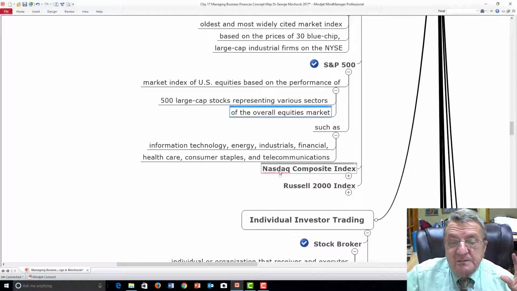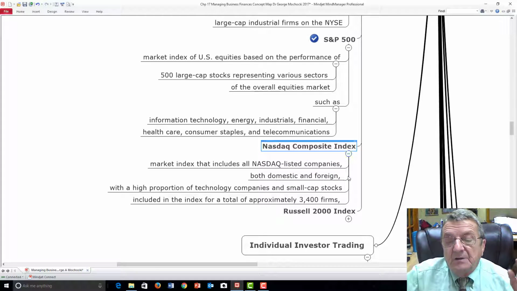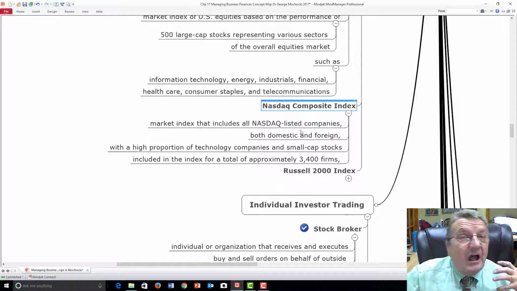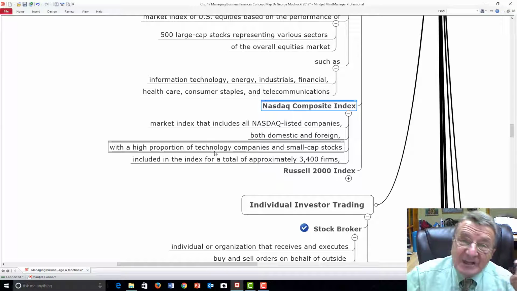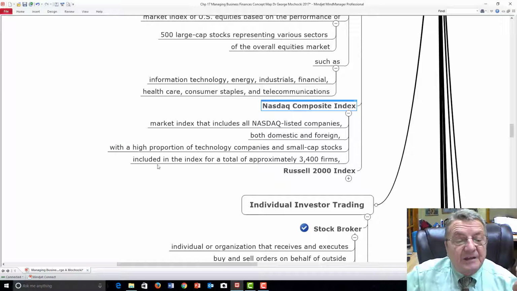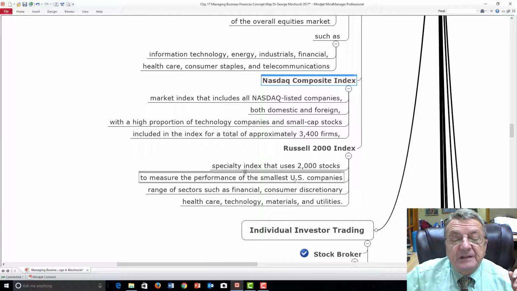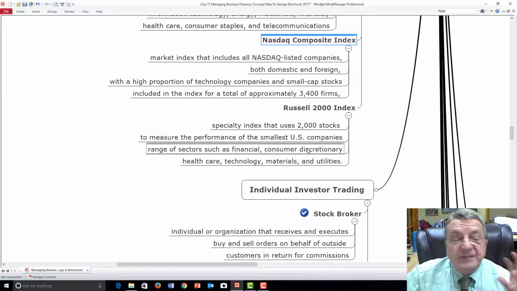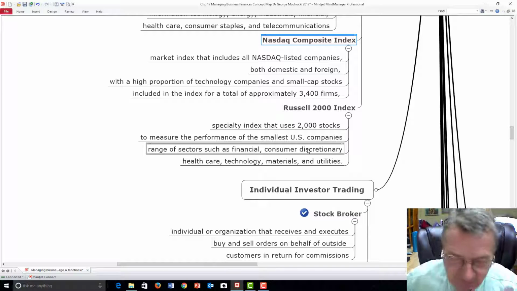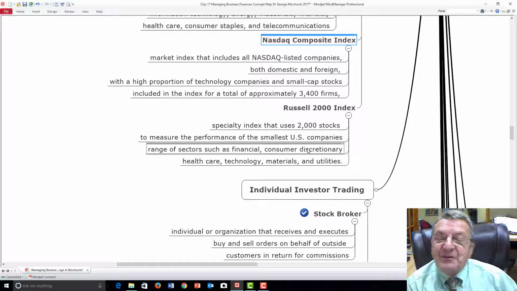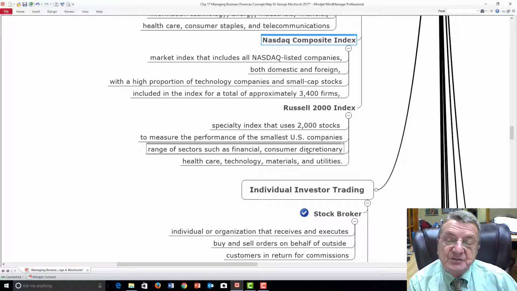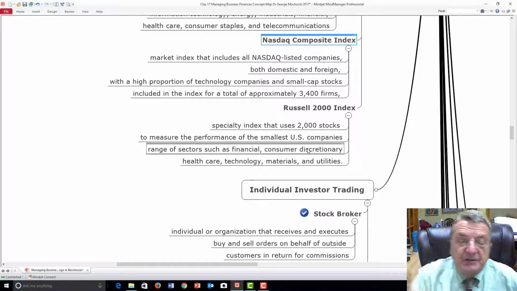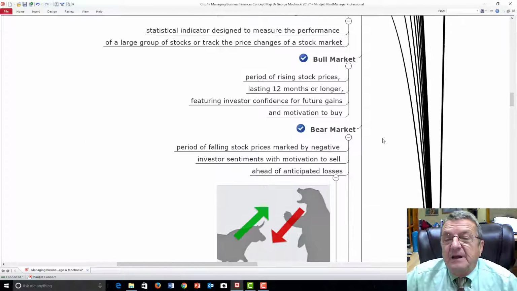The Nasdaq, let me put this in here, is an index that includes all Nasdaq stocks, both domestic and foreign, with a high proportion of technology companies and small cap stocks, totaling approximately 3,400 firms. The Russell 2000 Index, a specialty index, uses 2,000 stocks to measure performance of the smallest U.S. companies, across a range of sectors such as financial, consumer discretionary, health, and technology. Okay? All right, so we got all these down.